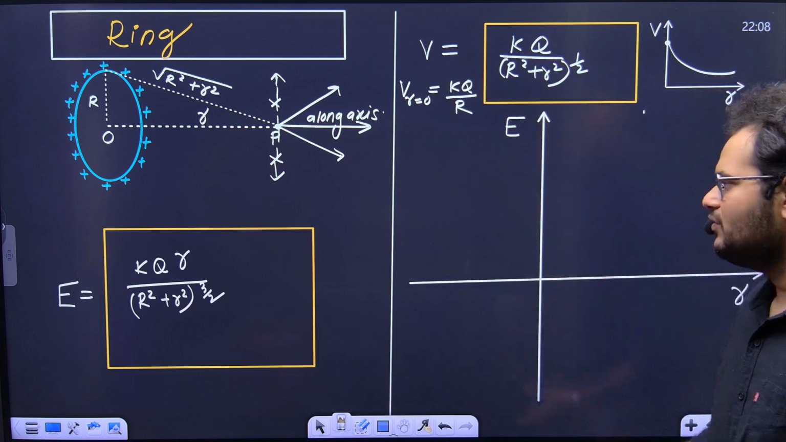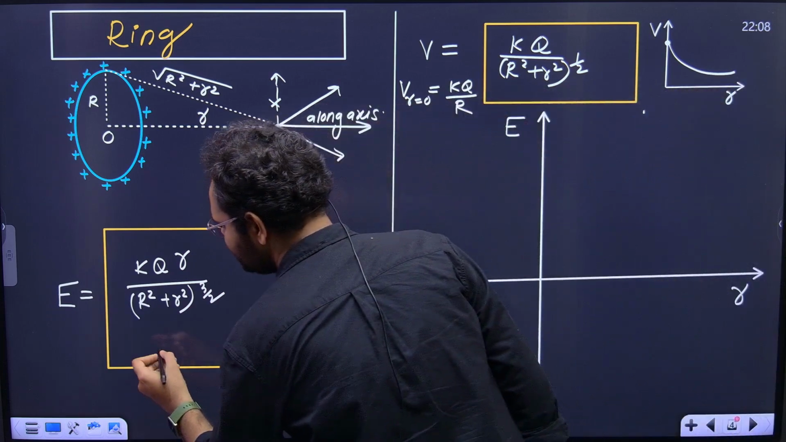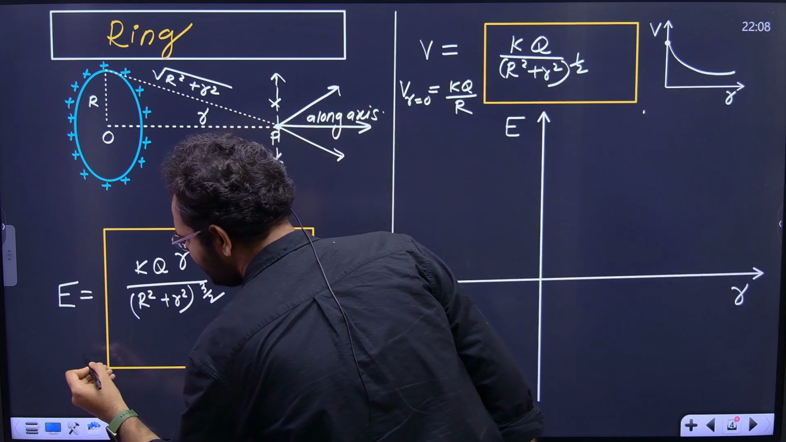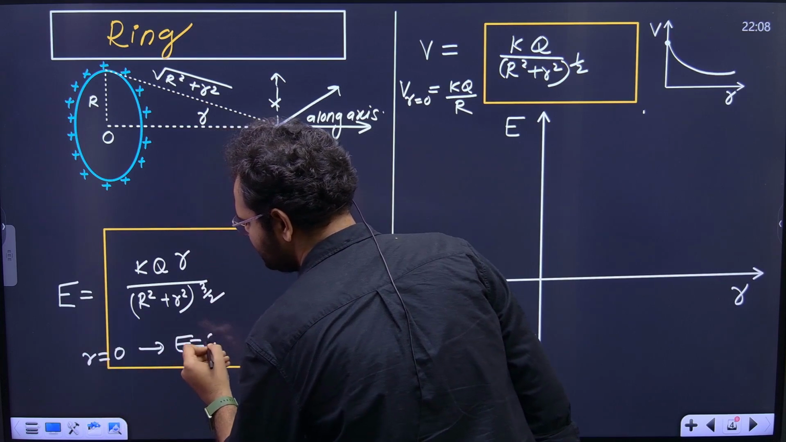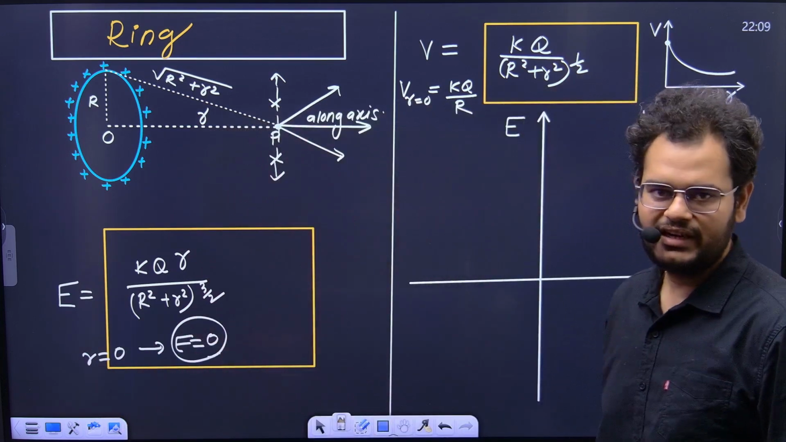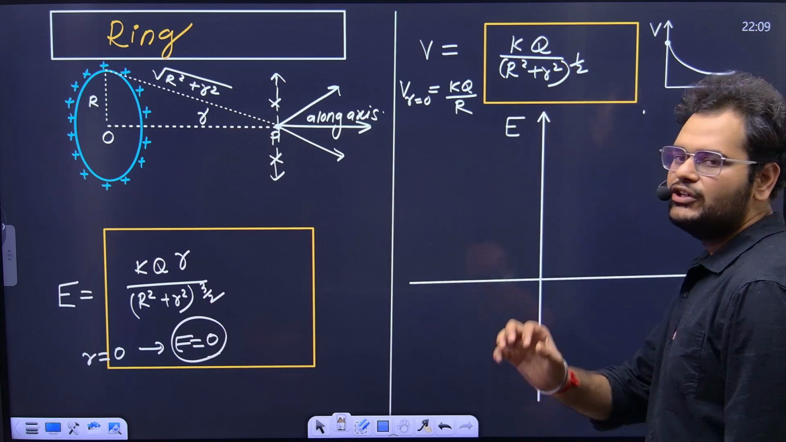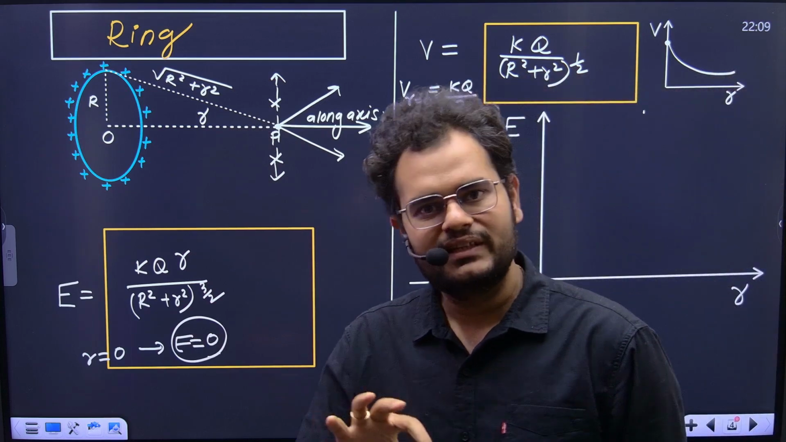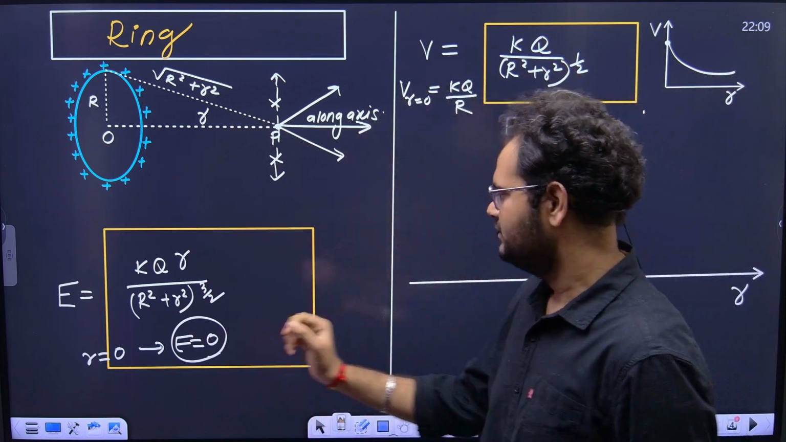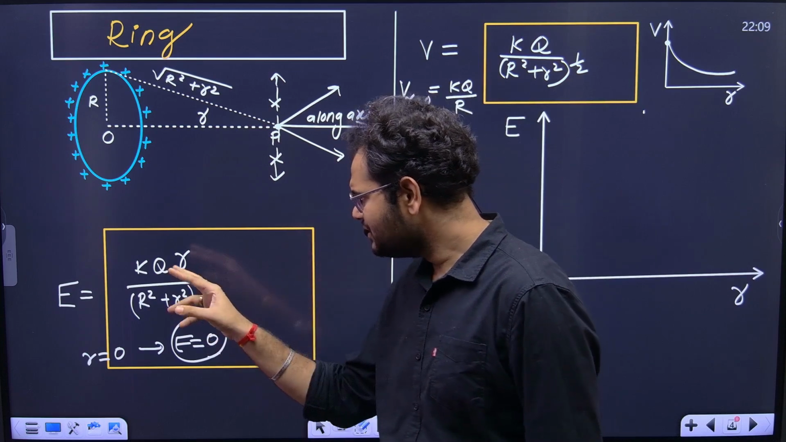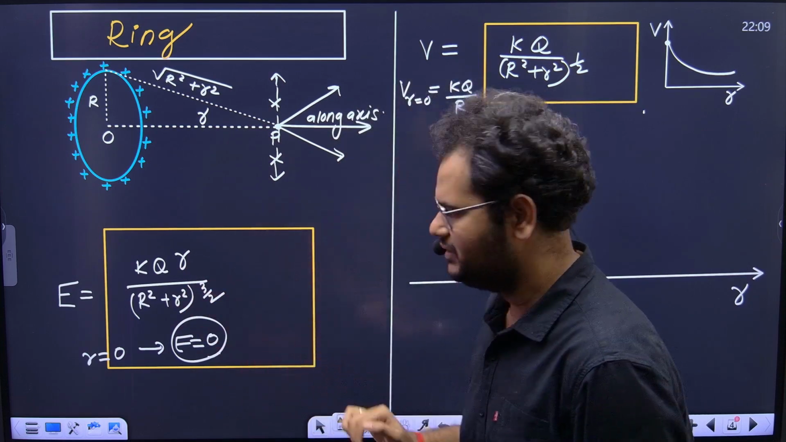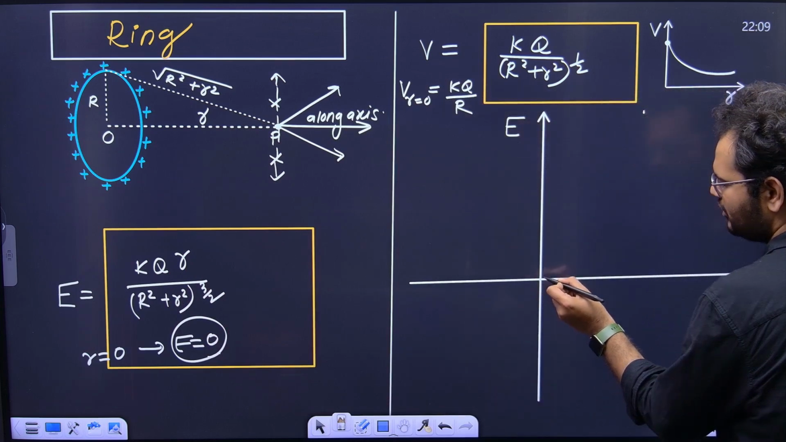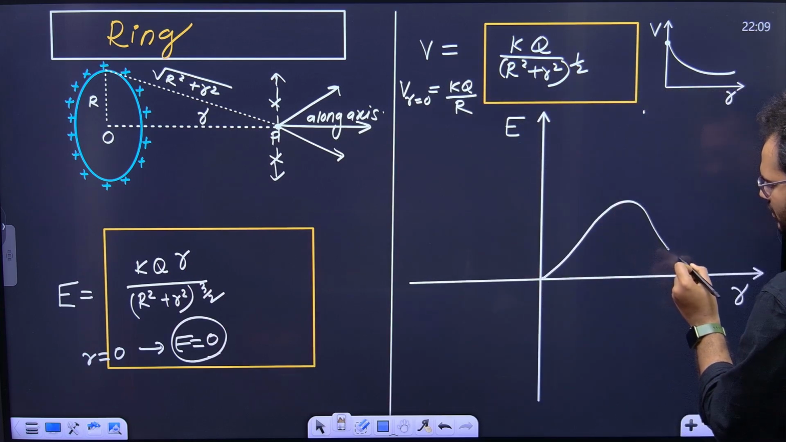How about the electric field? Now you tell me, when r is equal to 0, what is the electric field? I think it is 0. Absolutely, right? And you have to remember this graph because they will ask in the exam. See, one thing is here: two factors are there, numerator r and denominator r square, and power 3 by 2 is there. So you have to remember how the graph will look.